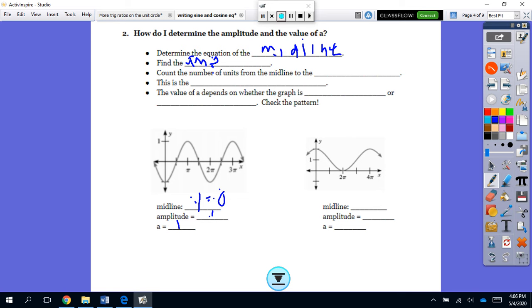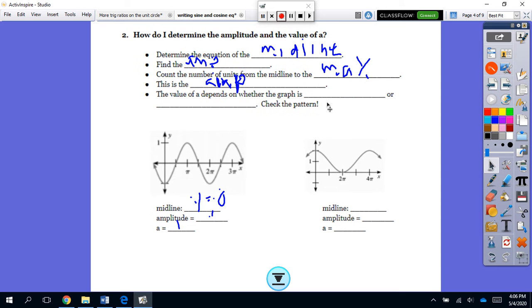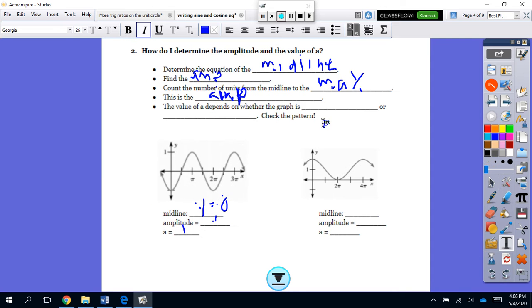Count the number of units from the midline to the max, and that is the amplitude. The value of A depends on whether the graph is positive or negative. Check the pattern. So let me type, because this just isn't working. Positive or negative. Okay, so if it's negative, don't forget to make that a negative when you write the equation.